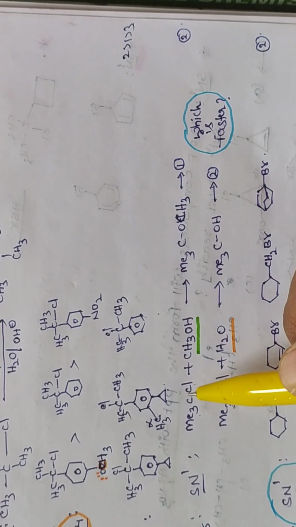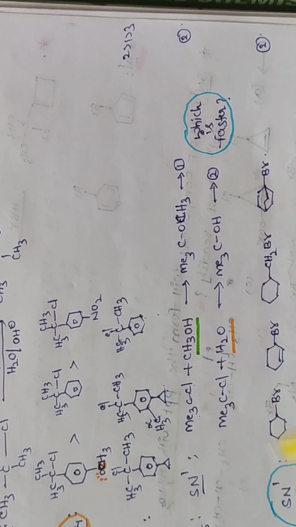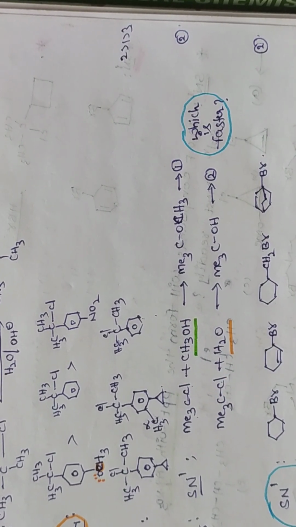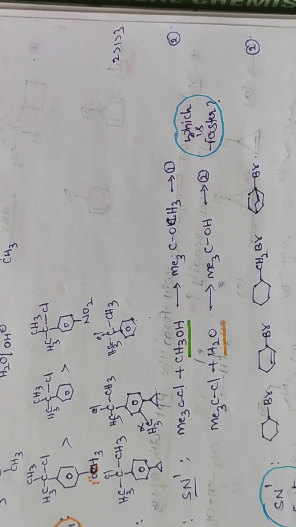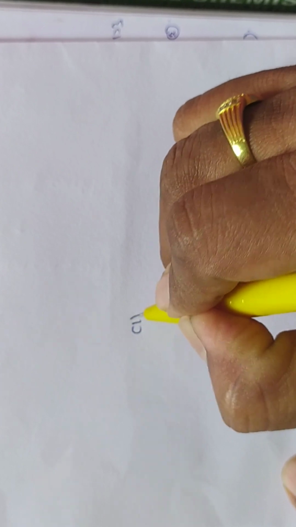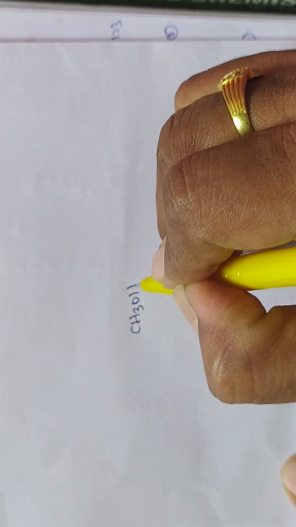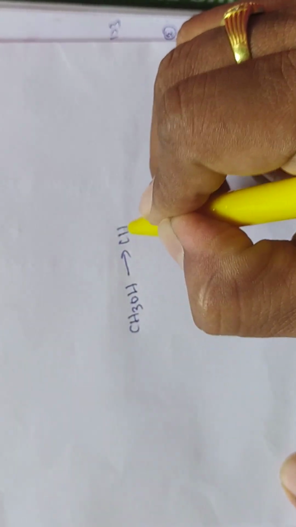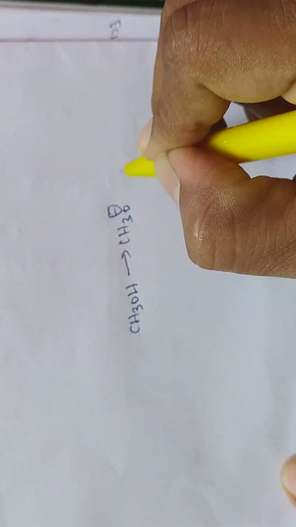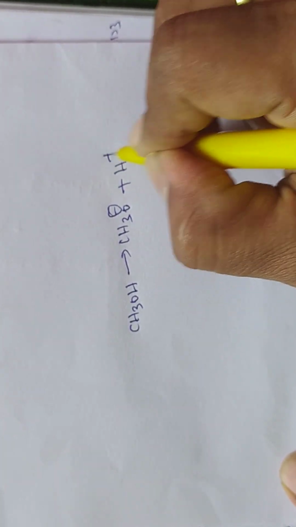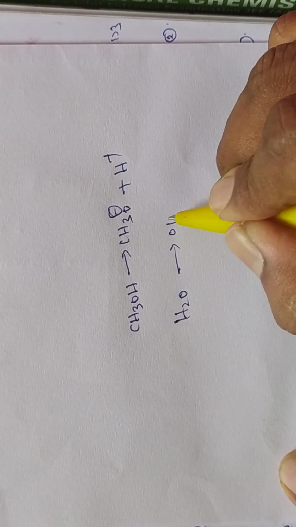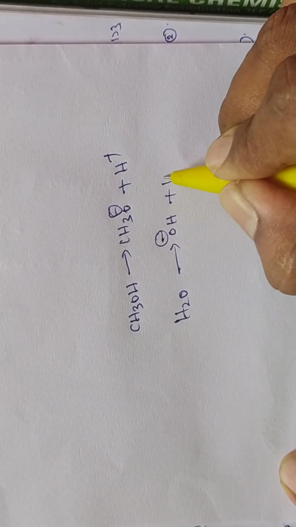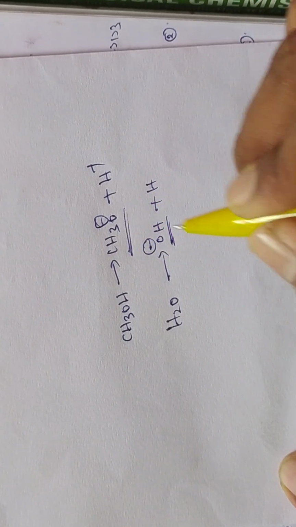Now here the leaving group is common, right? Chlorine is the leaving group. Here is the attack of the nucleophile. Now here CH3OH means what is the nucleophile? CH3OH gives CH3O minus plus H plus. So this is the nucleophile. Next, when we take water, it gives OH minus and H plus. Now these are the nucleophiles.